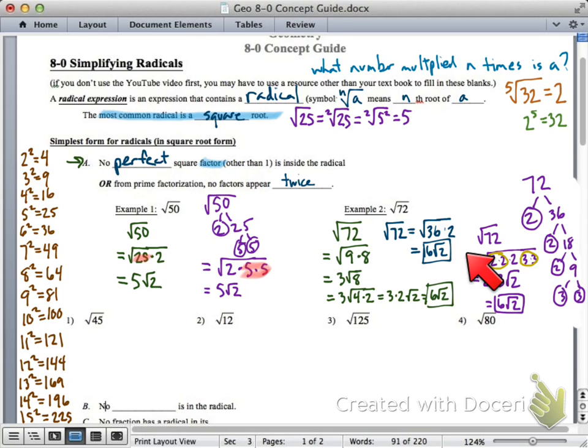So what is the square root of 72? 6 square root of 2. There's 3 different ways of getting there. You've got to get good at least one of them. So I'd like for you to try these 4 here and see what you can come up with. Hopefully you'll get the right answers.